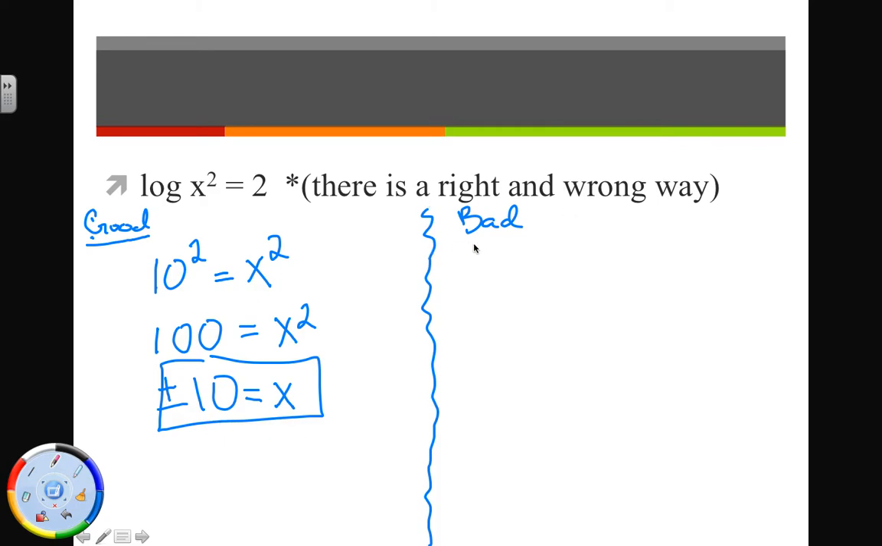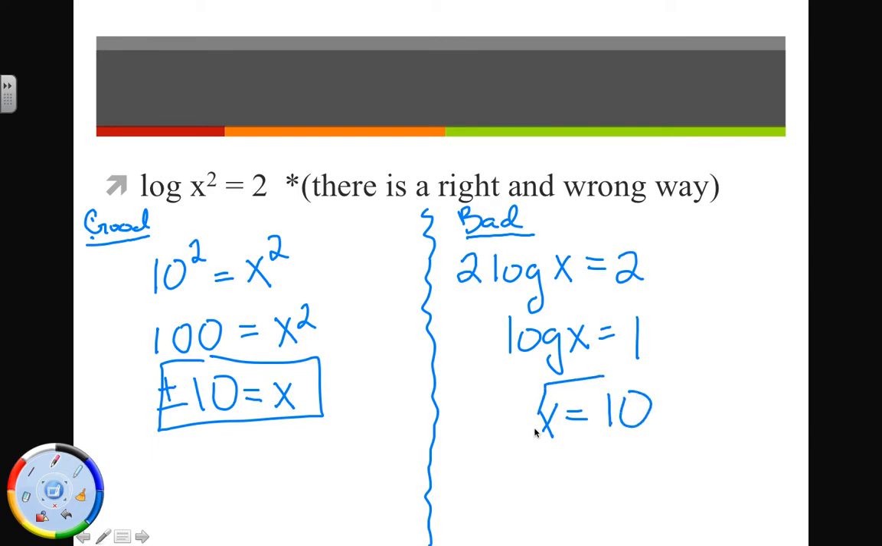The bad way, weirdly, and I've never quite figured this out either, I've asked a couple people here why this doesn't work. Using one of our properties as before, our power property says I can bring down the 2, and I get log of x is equal to 2. I can divide both sides by 2, and I get log x equals 1. And our property says that that means x equals 10. Now, some of you are like, well, that's the answer I got from before, but it's not. Notice it's only half of the answer you got before. We only got the positive 10 where it should have been positive 10 and negative 10.